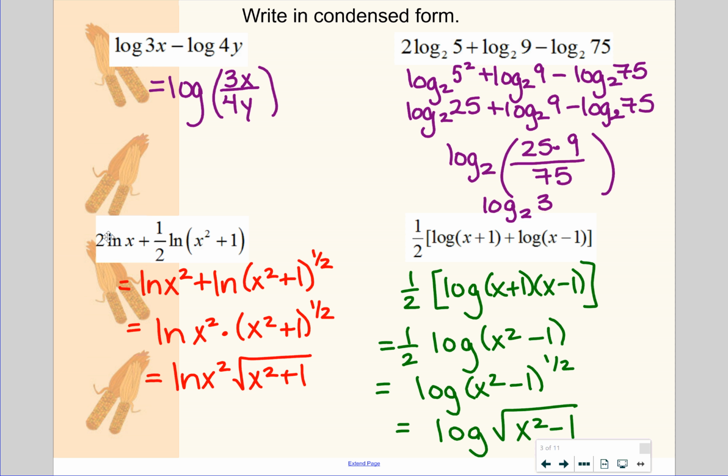Okay. The next one, I kind of work from the inside out. So I combined these logs together first. It's addition between them, so I made it multiplication. And you can multiply these together. X plus 1, x minus 1. When you FOIL it out, it gives you x squared minus 1. That's our conjugates. Then I moved my 1/2 power up. And then I just wrote it as a square root for that last step.